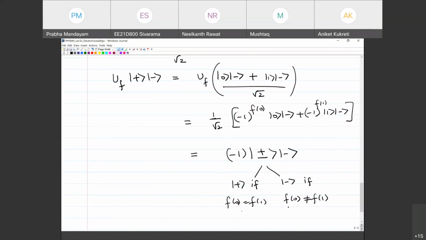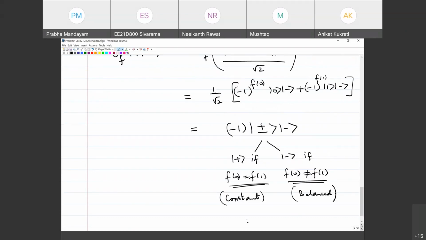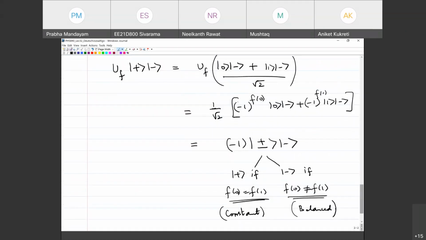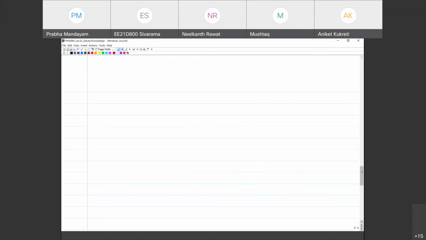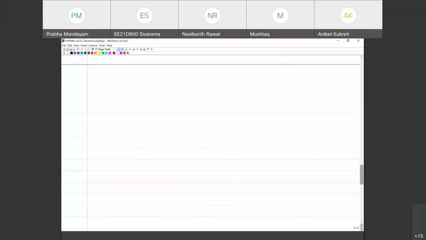And that's it. So this tells me whether the function is constant or balanced, right? So what are the steps of the algorithm therefore? So is all this clear? Any questions? Okay, so if I were to give a circuit description of the Deutsch algorithm, so here's the circuit.